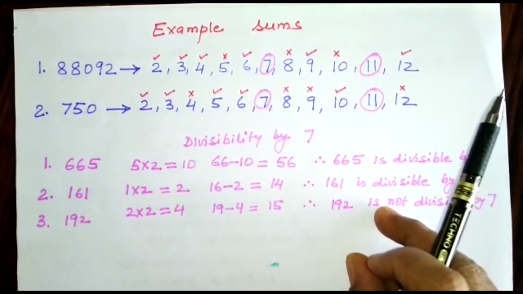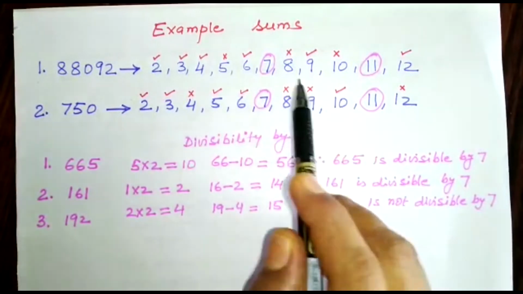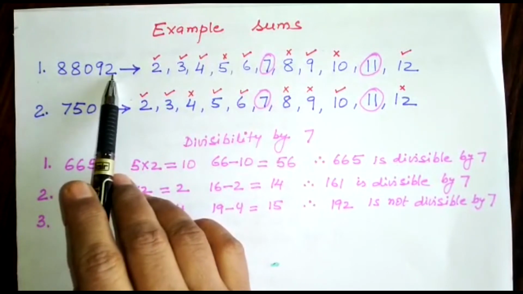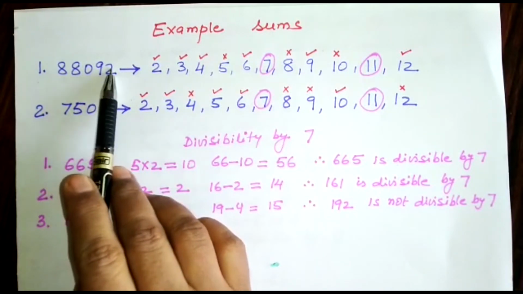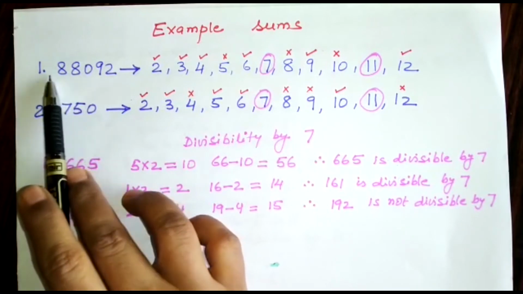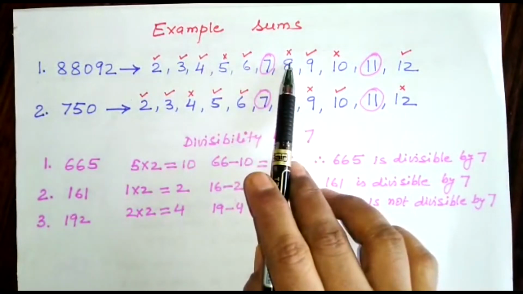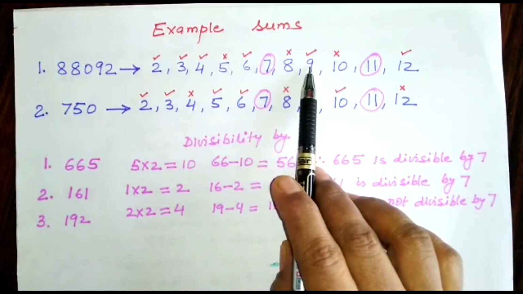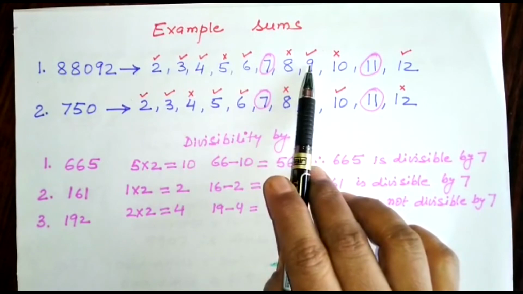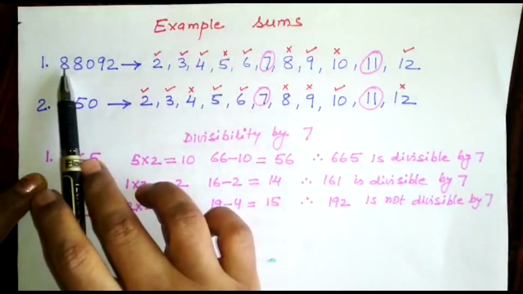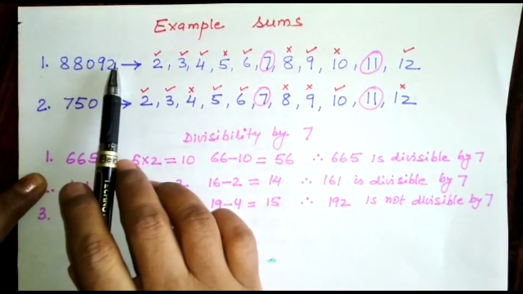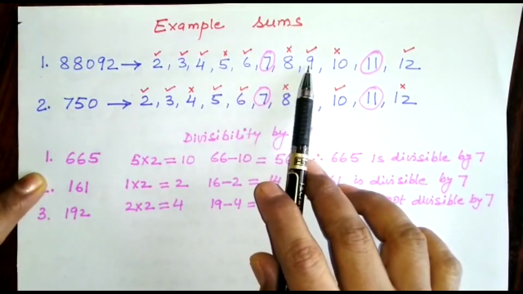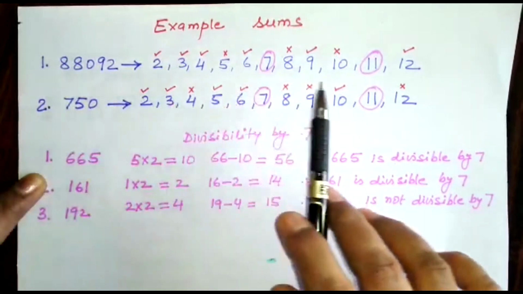I'll explain it separately. Now 8. For 8, the last 3 digits have to be divisible by 8. 092 is not divisible by 8, therefore this number is not divisible by 8. For checking 9, whether this number can be divided by 9, the sum of digits of the number 88092 is 27, which is divisible by 9. Therefore, the number is divisible by 9.